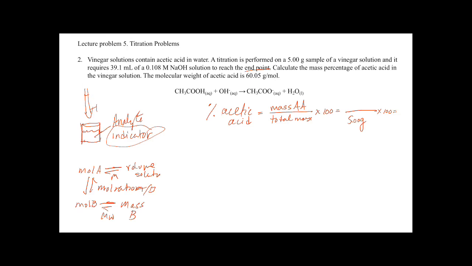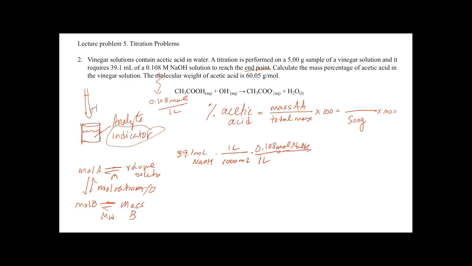So let's set this one up. We have 39.1 mL of NaOH. And of course, the first thing we're always going to do is convert this to liters, because our concentration in this case is 0.108 moles for every 1 liter. Again, that molar concentration tells you how much stuff you have per given liter of solution. So now we can write, for every 1 liter of solution, we have 0.108 moles of NaOH.